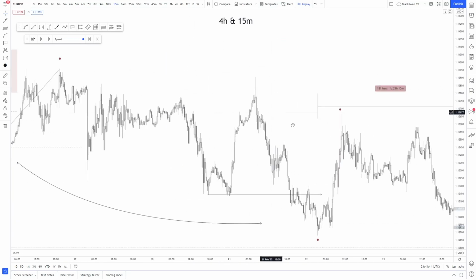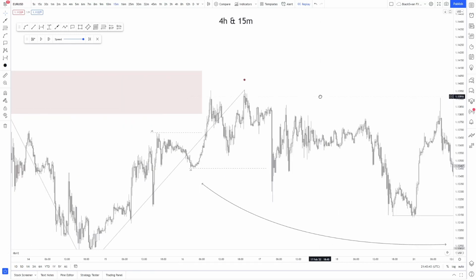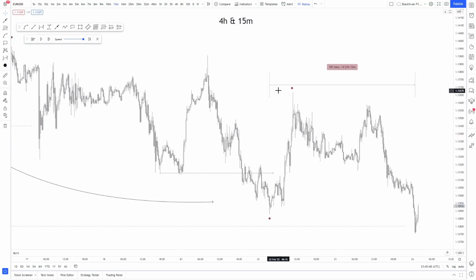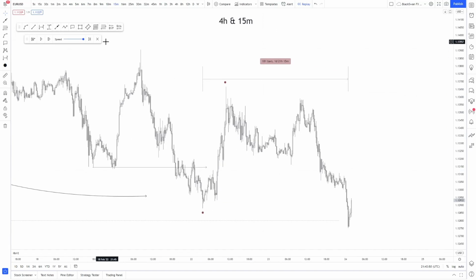Price respects our high, coming off our 4H high, which respected our supply level really nicely. So we could have got sells here. We created a liquidity pool. I'll cover that in the next video in more detail. So we create our liquidity pool, which gets run. Again, we respect the high. So we could have loaded up more sells here.